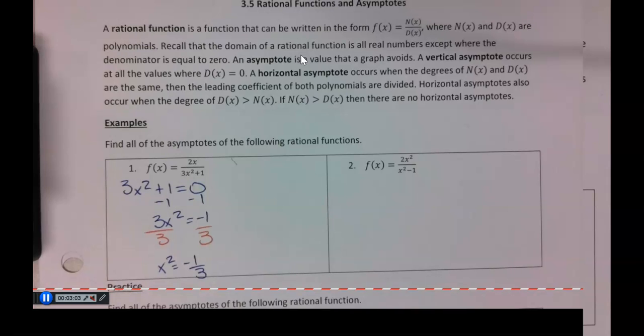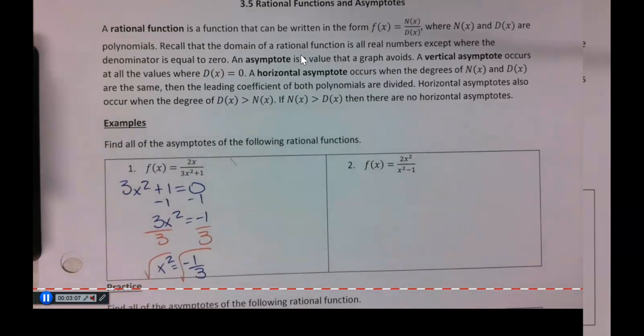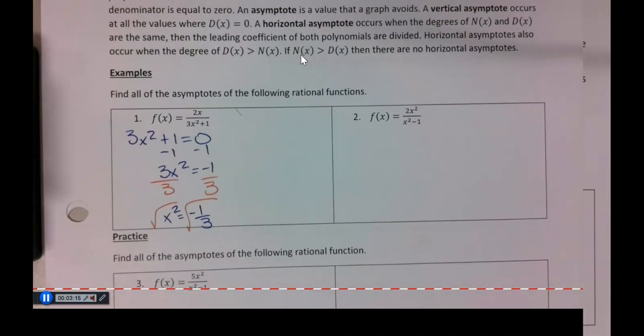And if I square root both sides, what happens on my right side? It's going to give me an i, but asymptotes only happen with real numbers. So there's no solution, no vertical asymptotes.